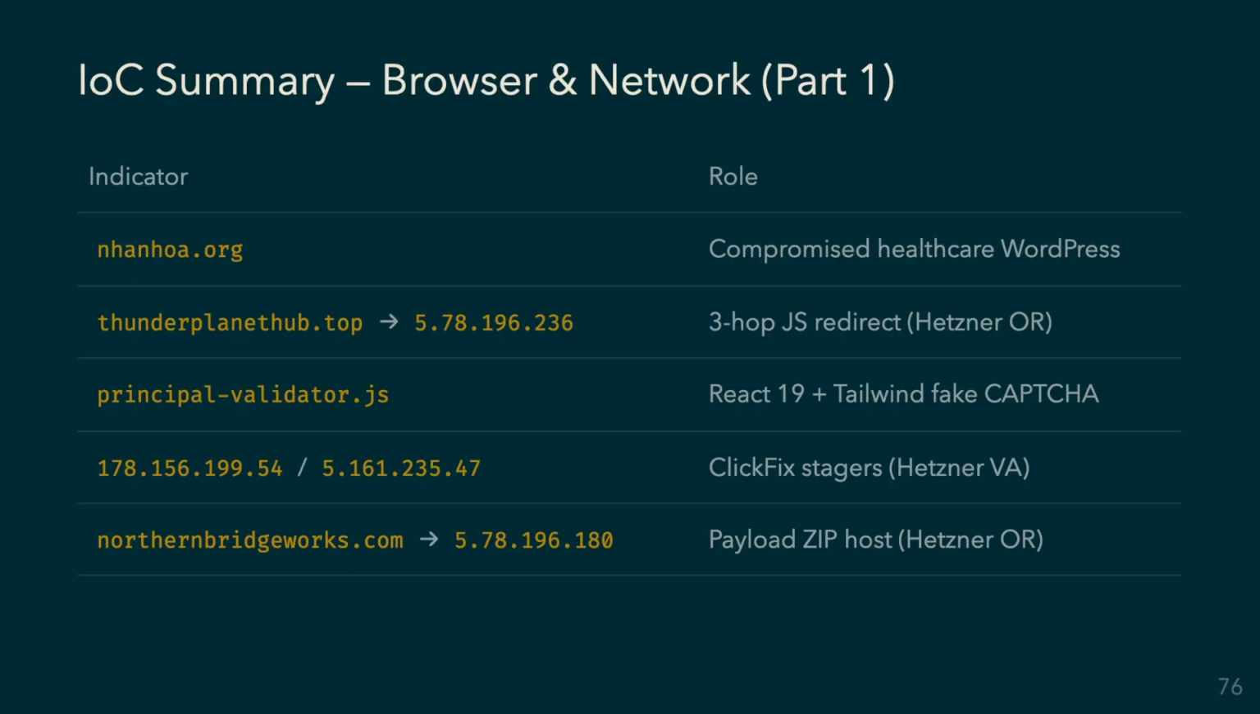Here's the first slide of the summary IOCs that I would be looking for. I would be looking for the healthcare website. We know that that's compromised. I would be looking for this thunderplanethub.top, and I'd be looking for its IP address. I'd be looking for principalvalidator.js. I'd be looking for these other IP addresses, the 178s, the 5 dots, all the IPs that we went through. I would be looking for the northernbridgeworks.com domain that also resolves to the 5 IP address.